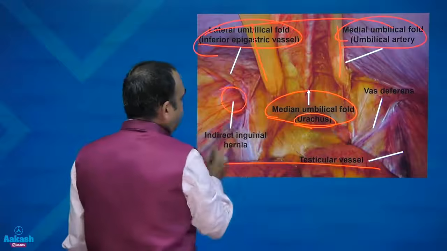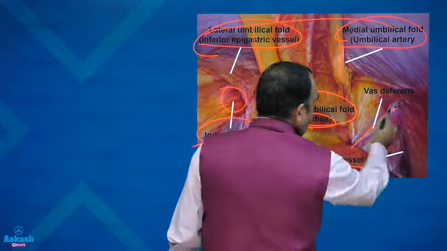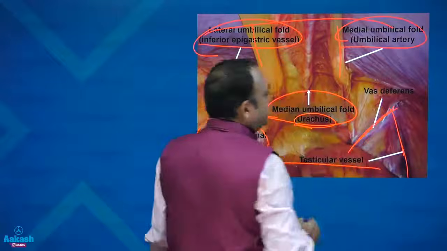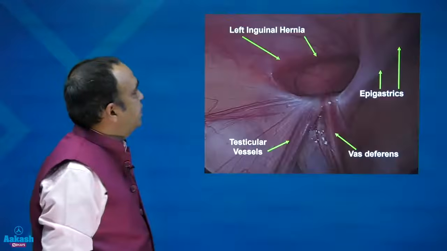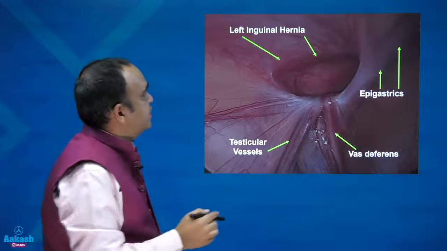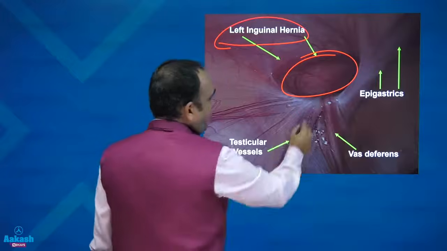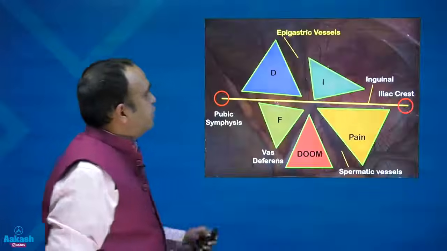So that's the deep ring, the entry for the indirect inguinal hernia, right? And these are the testicular vessels. This is the vas deferens, right? Now this is a picture showing you how the indirect hernia looks inside. So that's a widened deep ring for the left inguinal hernia, with testicular vessels and vas deferens.